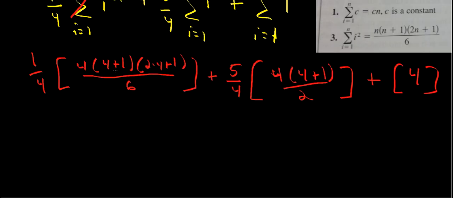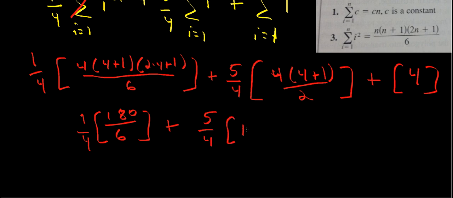We get 4 times 5 is 20. 4 times 2 plus 1 is 9. So 20 times 9 is 180. We have 180 over 6, all times 1/4, plus 5/4 times 10, plus 4.